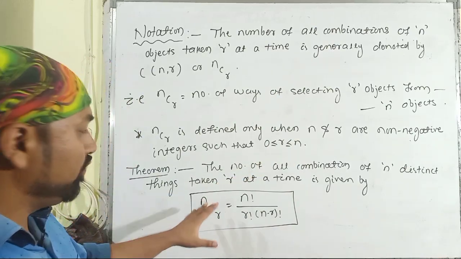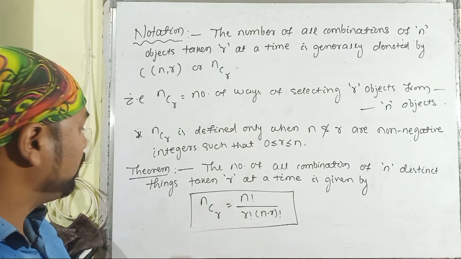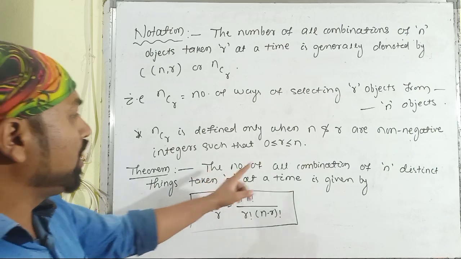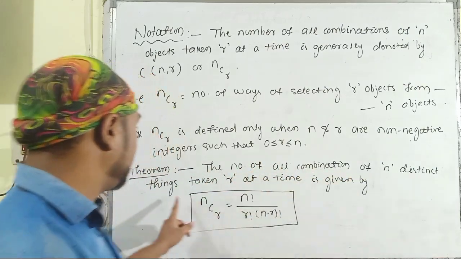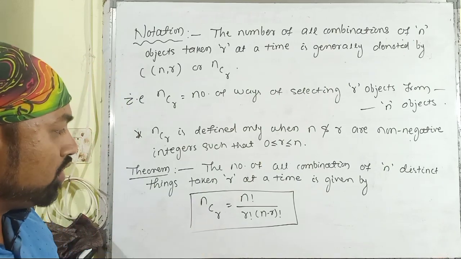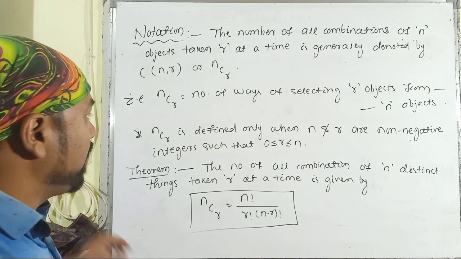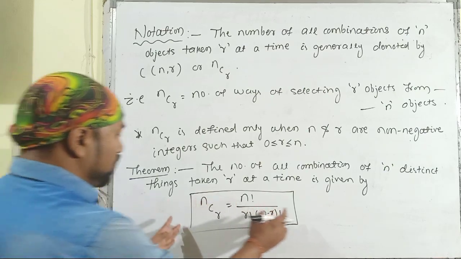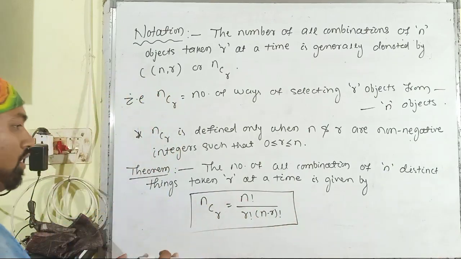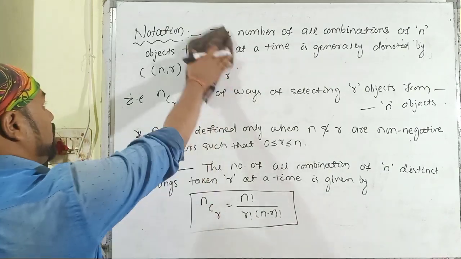Then what is the formula we have to use to evaluate the combination of certain examples or problems? The number of all combinations of n distinct things taken r at a time is given by nCr equal to n factorial divided by r factorial multiplied by factorial of n minus r. So we have to use this particular formula to evaluate some of the problems or examples based upon the combination topic.